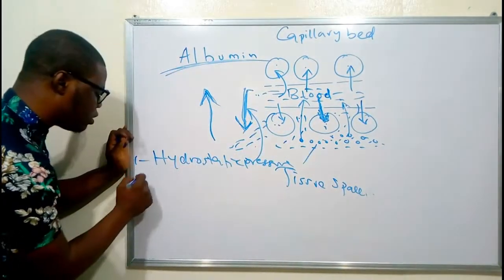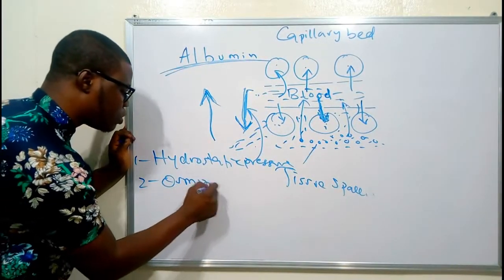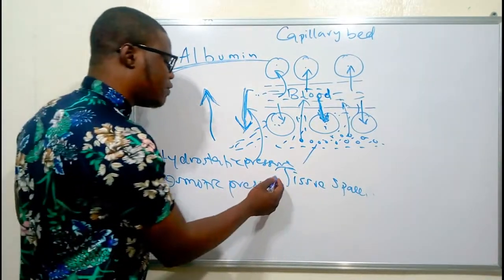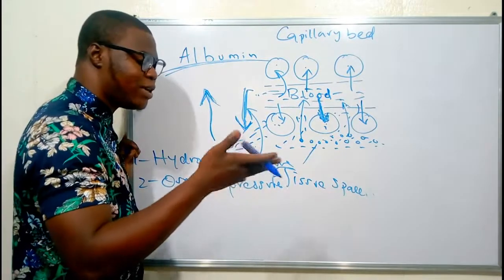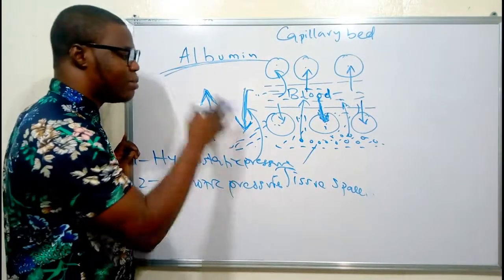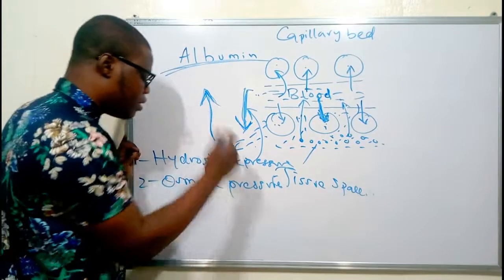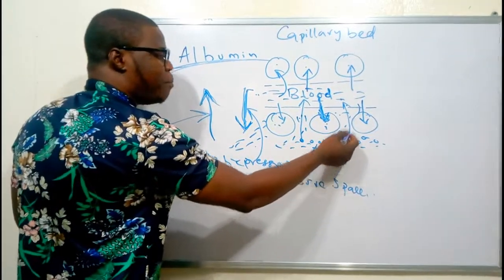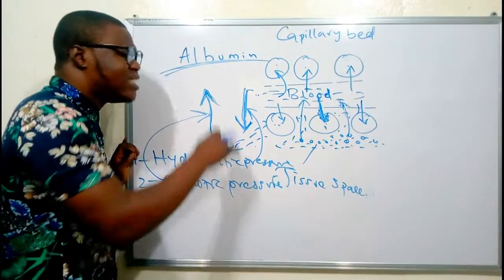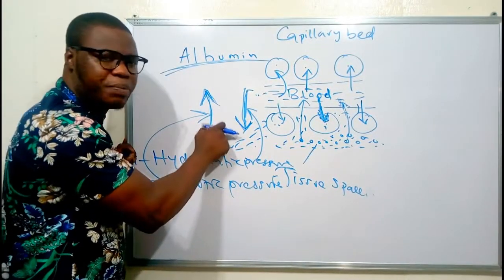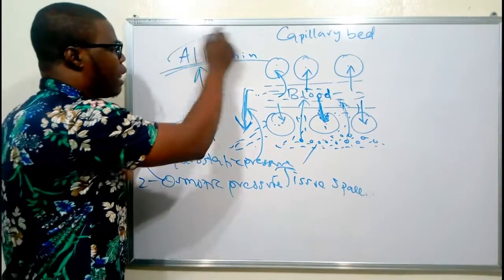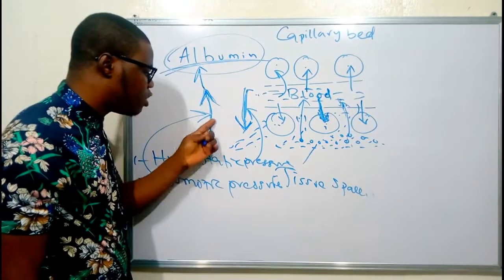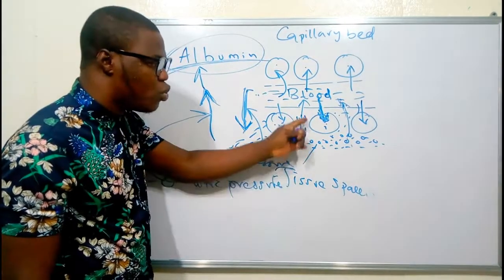The second one is called the osmotic pressure. If you know nothing about this, just watch our video on the cardiovascular system. Just type capillary bed by the SSG nation, and you are going to get a better understanding of this. The function of osmotic pressure is to bring all this fluid back into the blood. But what is responsible for maintaining this osmotic pressure? It is albumin. If there is no albumin in the blood, osmotic pressure will not be functioning, so this fluid will not be able to go back into the blood.